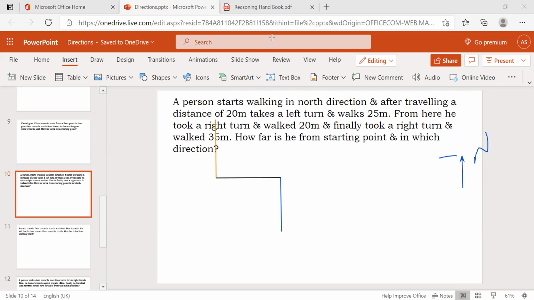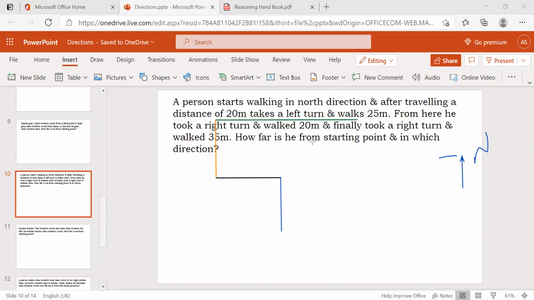And took a right turn. From here, the right turn means right. Now he's in this way, and here right turn. Right turn is nothing but it's at 35 meters. This is 20, right? This is 25, right? So this will be the 25, then it will be more, no, 35 meters.